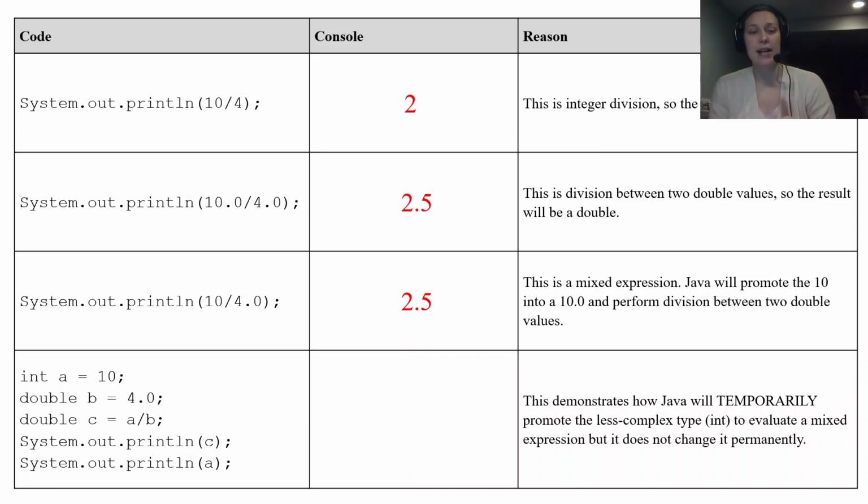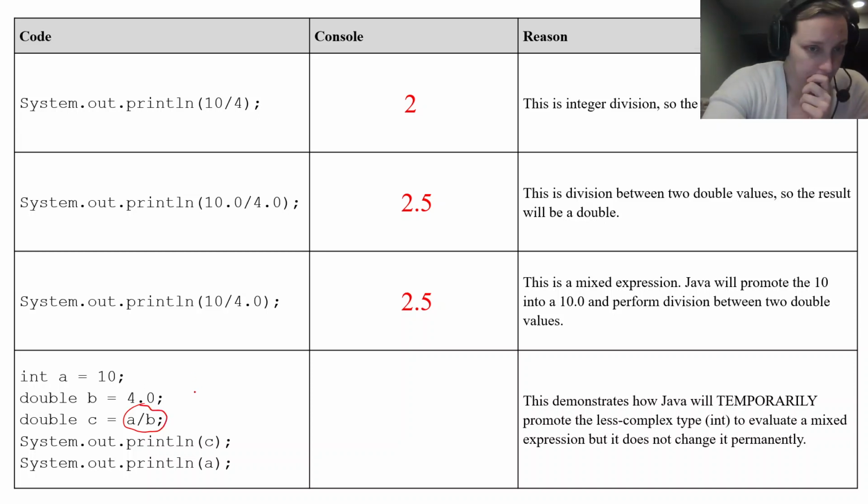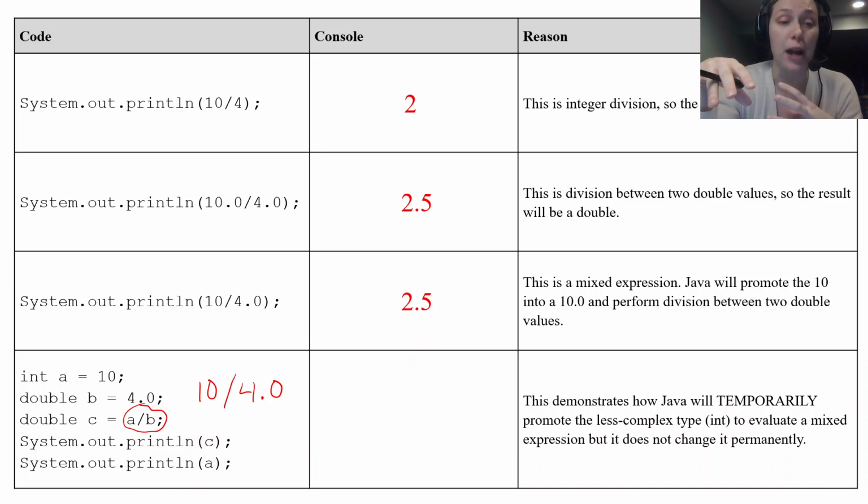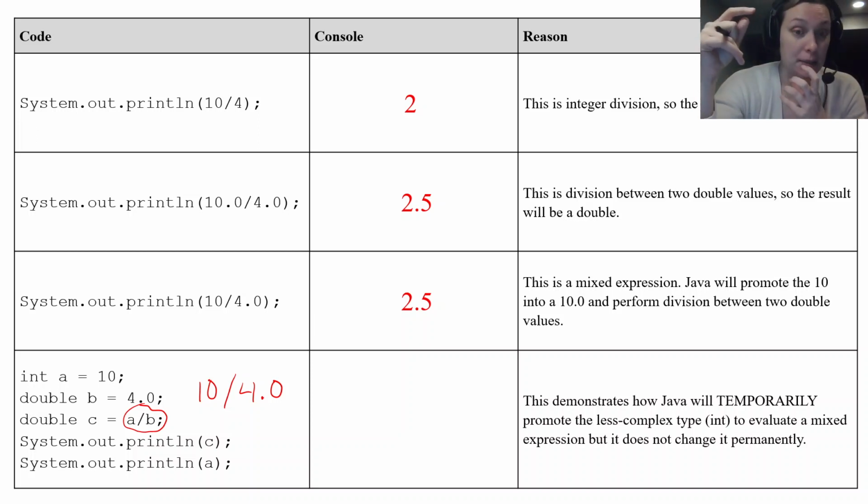Now this last line, I want to show you on here, and then I'll run it in Replit so you can actually see that I'm not lying to you. But this kind of demonstrates how Java is temporarily promoting the less complex type. Okay. So we have an int a equals 10. We have a double b equals 4.0. And then c is going to be a divided by b. Okay. So a is an integer divided by a double b. And we just saw when we have the mixed expression, our result is going to be a double. Okay. So this is still going to be 2.5.